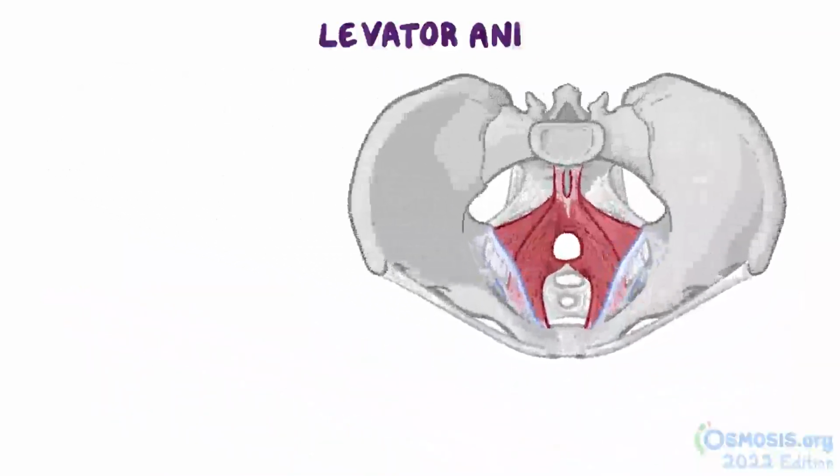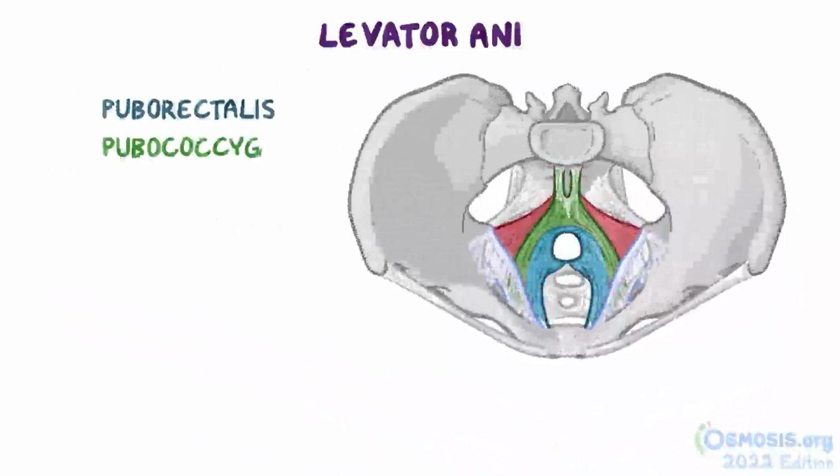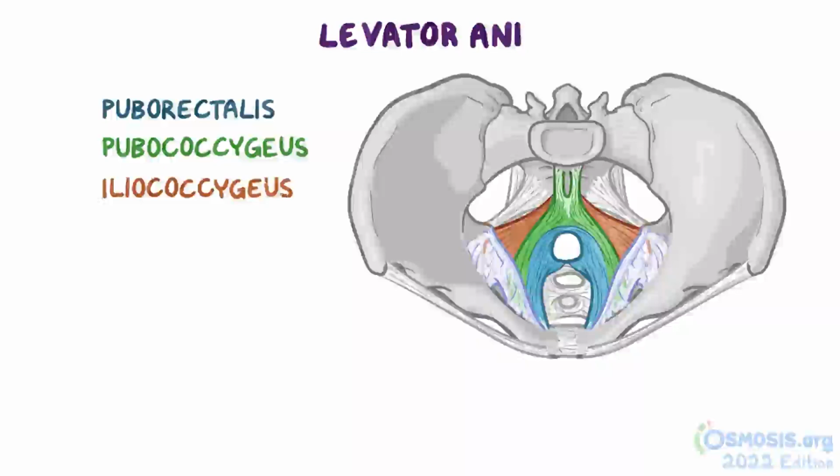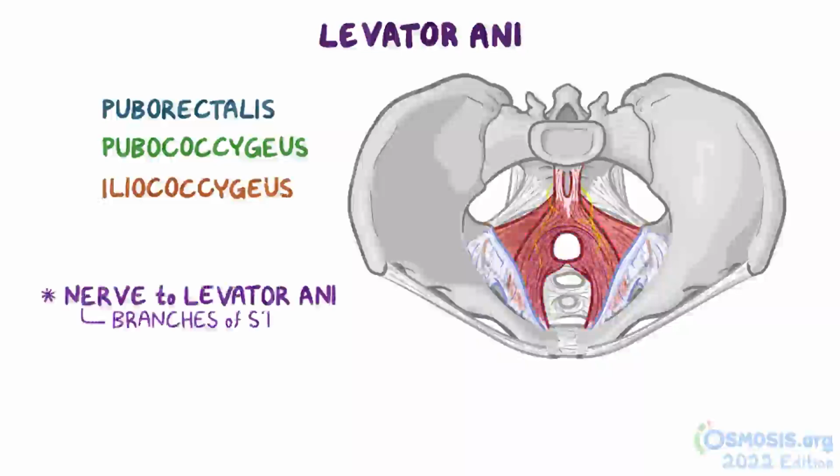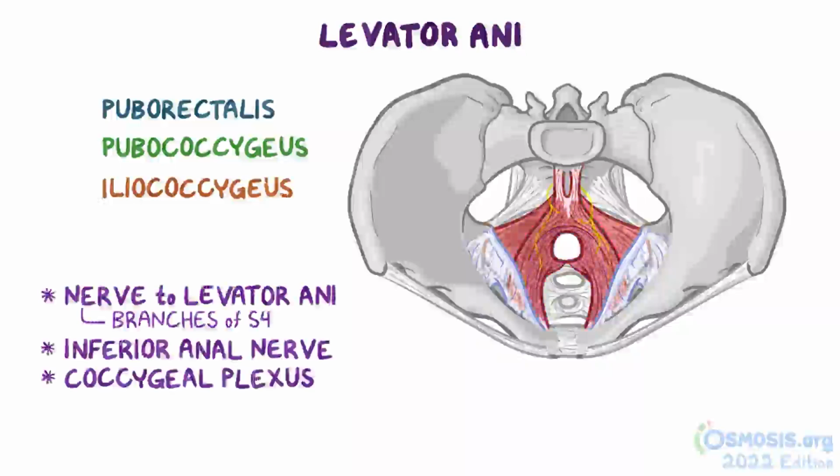Alright, now the levator ani muscle consists of 3 parts: puborectalis, pubococcygeal, and iliococcygeal. All 3 are innervated by the nerve to levator ani coming from branches of S4, the inferior anal nerve, and coccygeal plexus.